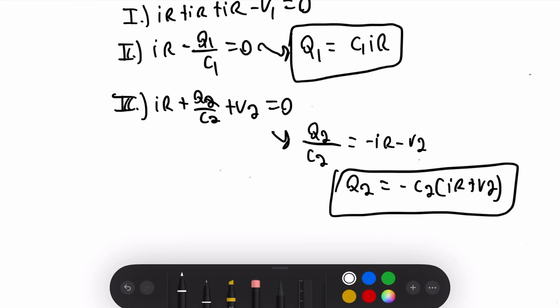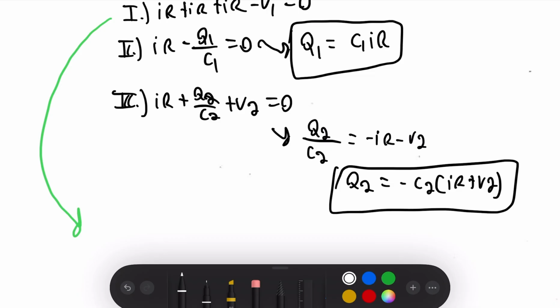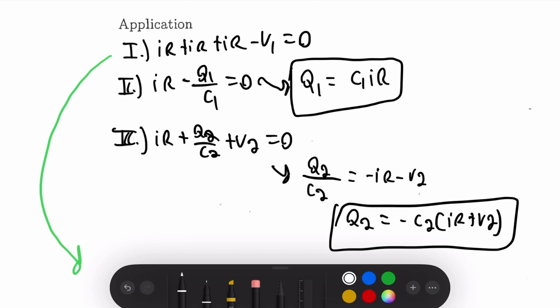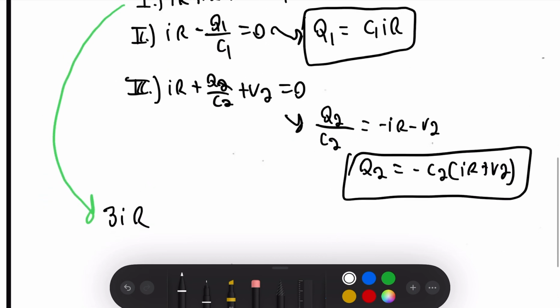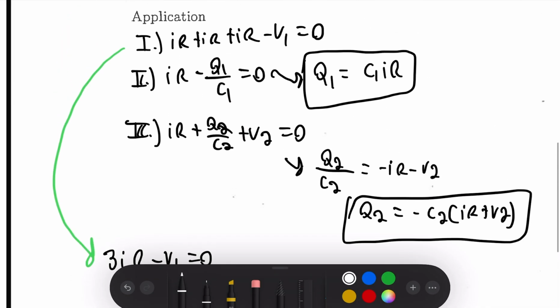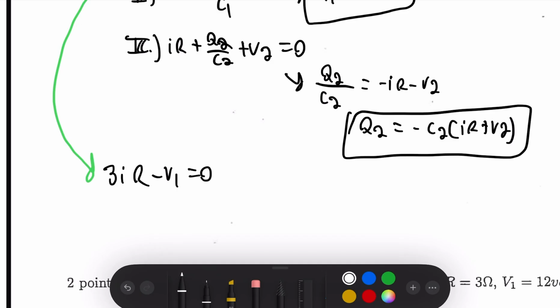Now that I know what Q's are, I can make a substitution into the first equation, and I can solve for what my current is. So the current is the same for all 3 of these resistors, and R is the same for all 3. So I'm basically adding 1 plus 1 plus 1, which is 3. So when I add those, I have 3 IR minus V1 is equal to 0. So I move the V1 to the right, so I get IR equals V1, and divide by 3.